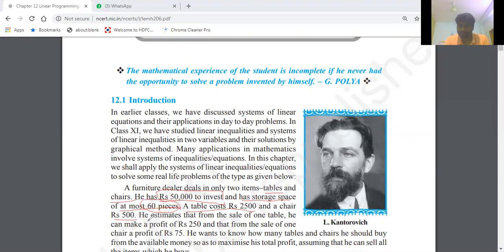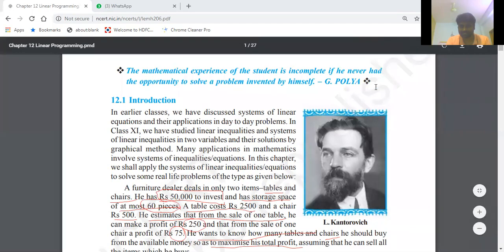So he estimates that from the sale of one table, he can make a profit of 250 rupees. And from every chair, how much profit can he make? 75 rupees. Correct? He wants to know how many tables and chairs he should buy from the available money so as to maximize his total profit, assuming that he can sell all the items which he can purchase.